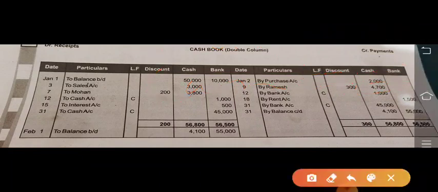So here we'll have contra entry. Contra entry, here you can see to cash account in the bank column 1,000. Here you can see by bank account amount in the cash column 1,000. As we already have discussed, that contra entry will be represented through C.